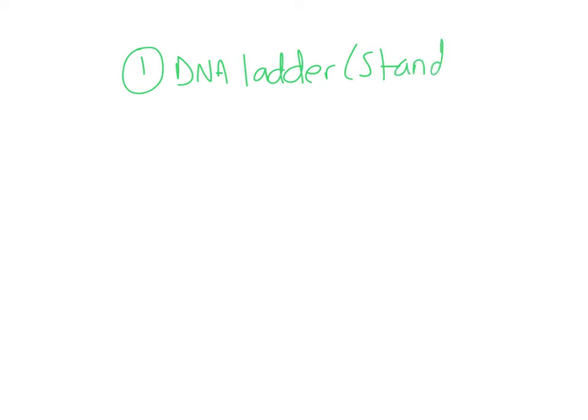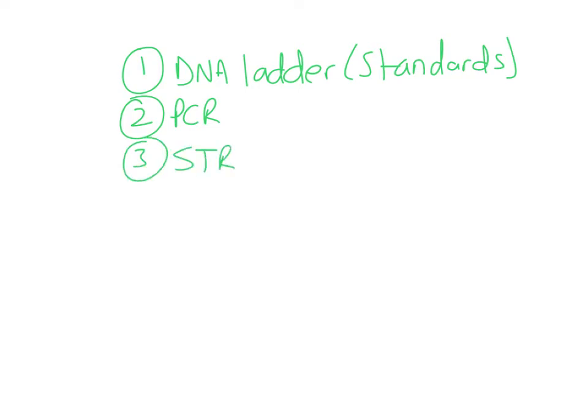All right, there are three things that we're going to talk about in today's lecture. The first thing is, what is a DNA ladder? We actually talked about them as standards when we ran our DNA gel a little bit ago. The second thing is, what is a PCR machine and how does it work? And number three is, what are STRs and how are they used in the CSI lab?